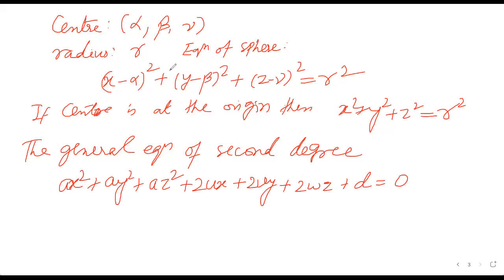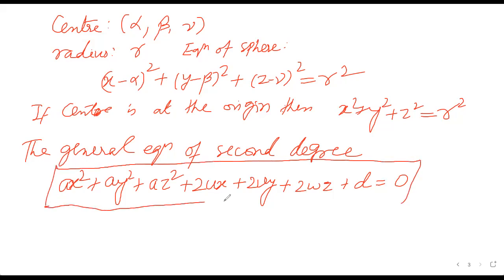When you open this one also, terms of the same type will come. You can add like this in this form. The x square term will come, y square, plus z square, and the coefficient will be one here. The terms with two alpha x come, and you keep them together, the y terms, the z terms. So it is the general equation. From this equation, I can find the center, I can find the radius.